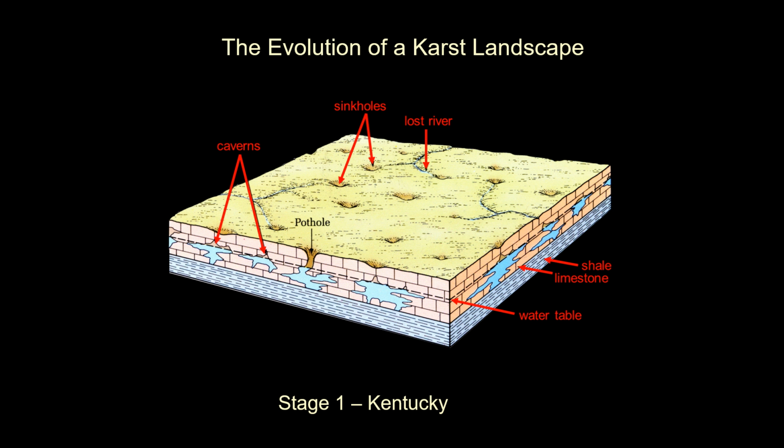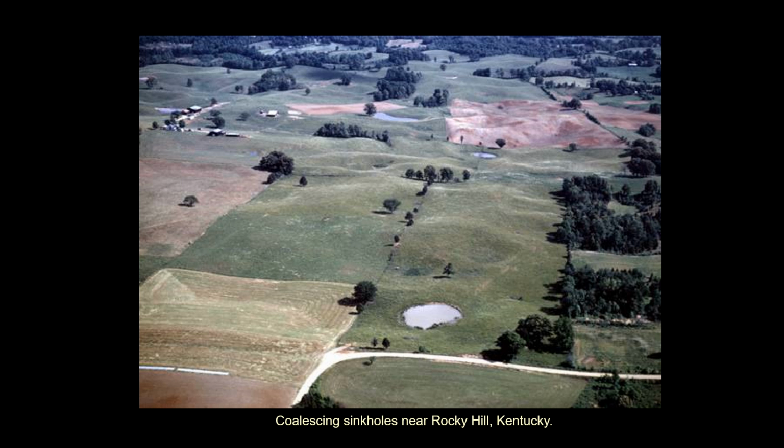So I'm going to walk you through the evolution of a karst landscape. Here we have stage one. This is more similar to the views of Kentucky that we looked at a few minutes ago. This is where Kentucky is today, with some sinkholes, lost rivers or deranged rivers, where a river flows and just disappears into a sinkhole. So this is Kentucky, stage one. And here's a view of these coalescing sinkholes near Rocky Hill, Kentucky, so you can get an idea.